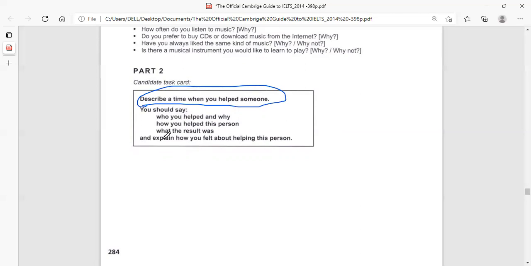Clear? Ma'am, in this cue card, I have some question because sometimes the ideas do not come to your mind. I mean, sometimes they are so much difficult.